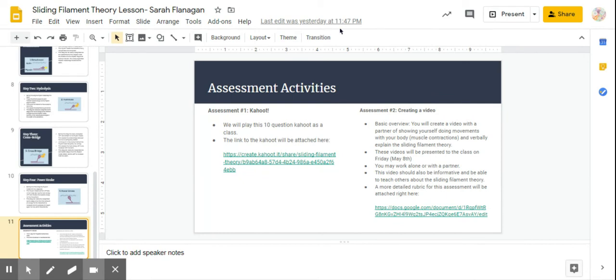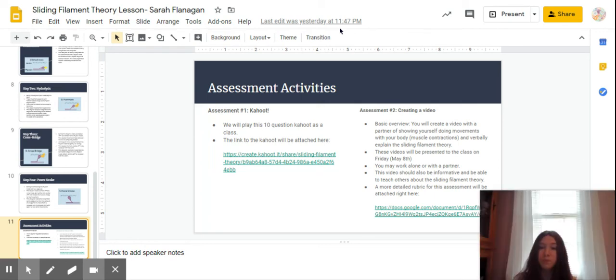So I included directions, which the only other thing I didn't include on the slide is your video should be a minimum of 1 minute. And then here is what the rubric looks like. There's only 4 categories you have to meet: the use of movement, how many movements or examples you used in your video, the application of the sliding filament theory, the creativity of the video, and the time limit and the organization of the video. So that's all I have for today's lesson.